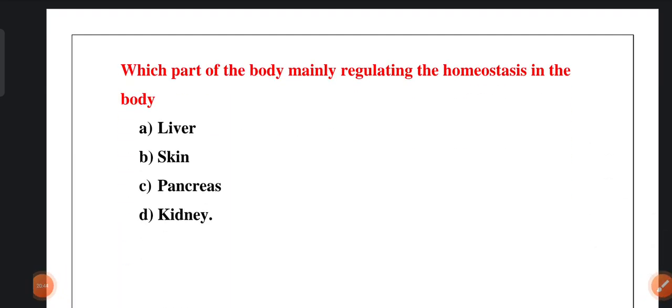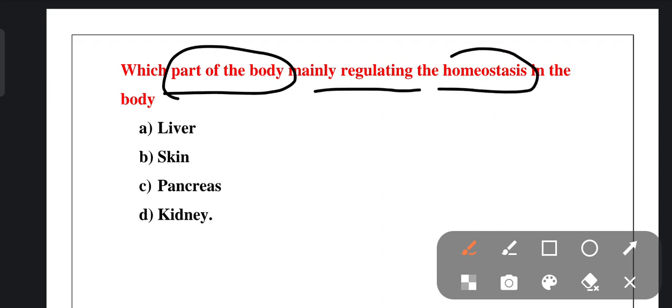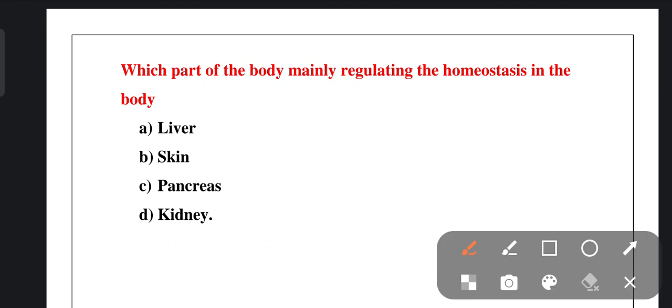The next question is, which part of the body mainly regulates homeostasis in the body? Homeostasis is nothing but the balance of fluid and electrolytes in the body. So which part is responsible for maintaining homeostasis? Options are liver, skin, pancreas and kidney. The right one is the kidney.